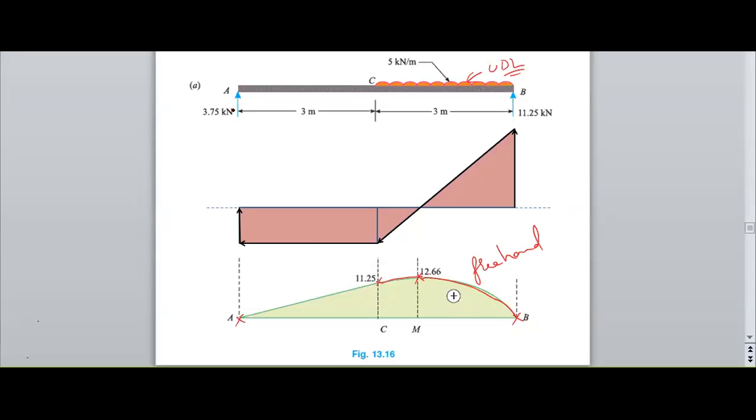Next, in between A and C, point loads are acting. Therefore, I need to join these two points by a straight line, using a scale. So totally I am getting a positive bending moment diagram.